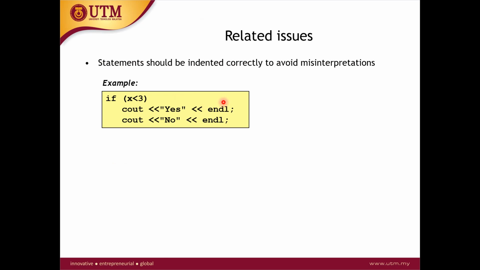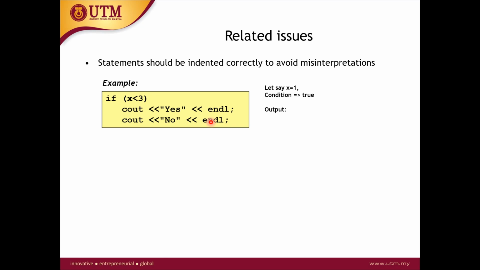So you need to know where to put the statements. You need to know where we should put the statements in order to make our program deliver the required functionality. For example, here we say if x is less than 3, cout this one, cout this one. This has a problem. For example, if x equals 1, 1 is less than 3, yes, so the yes is going to be printed, and it comes to the second line, this statement, and it executes that one as well.